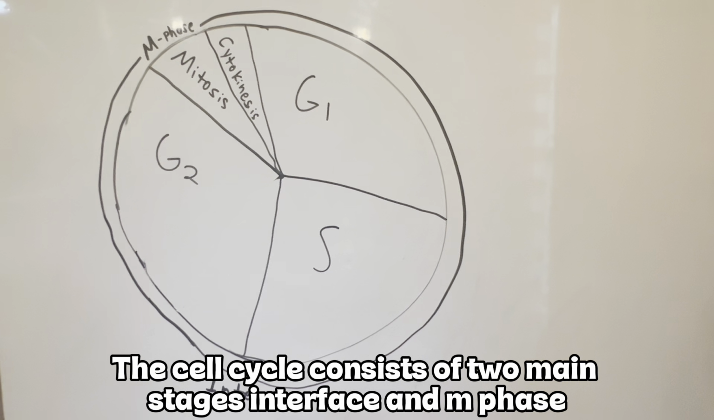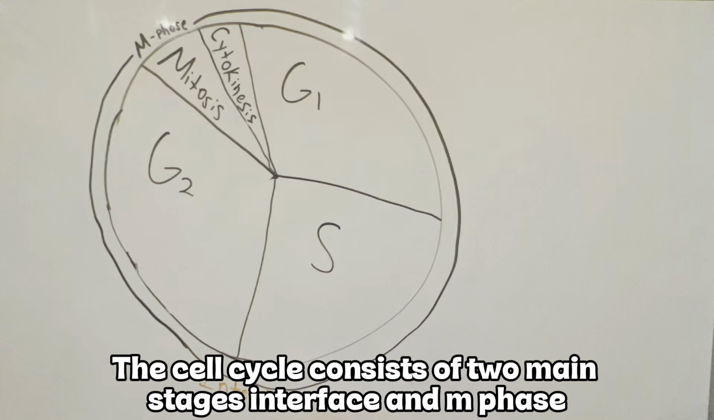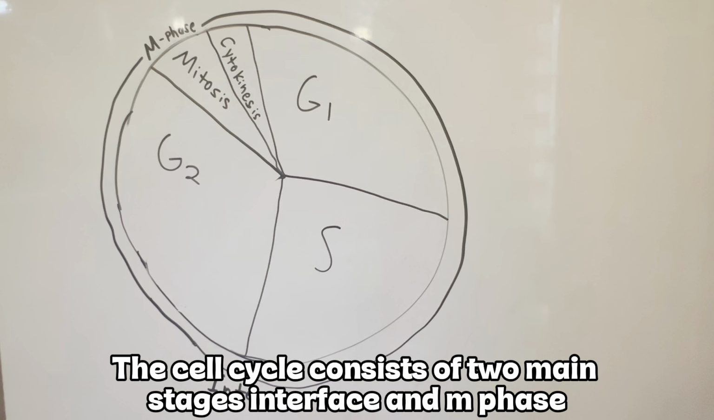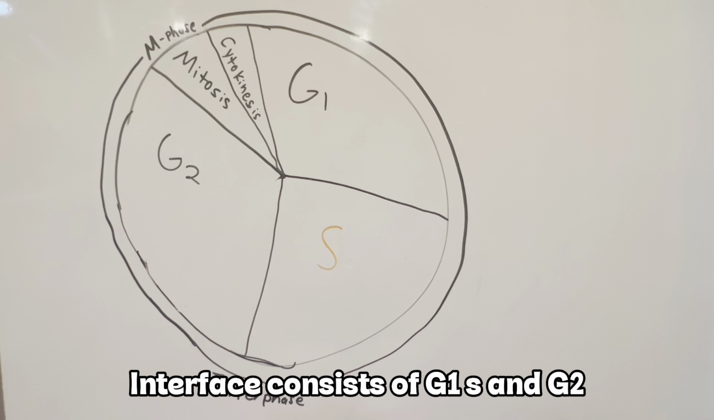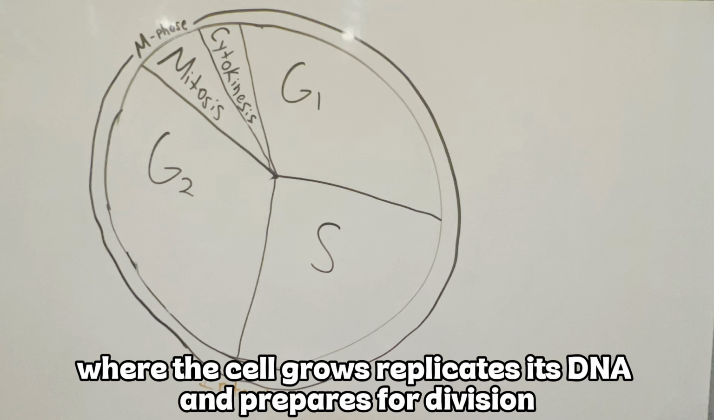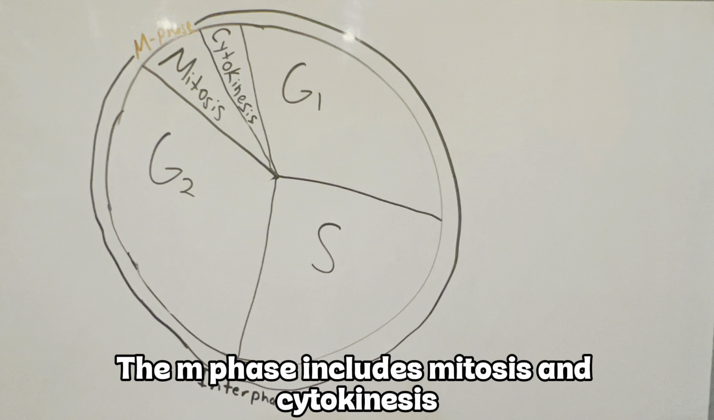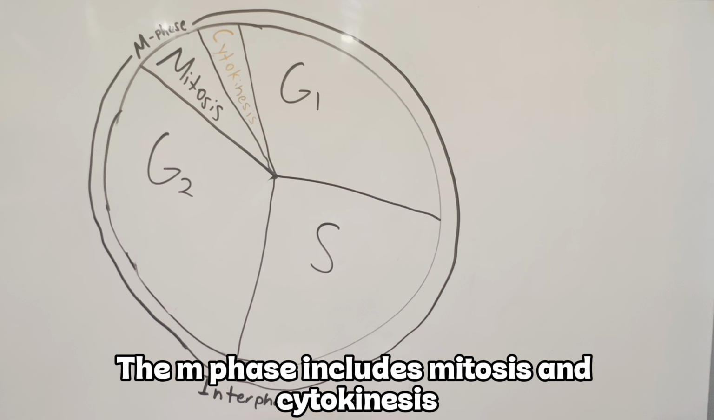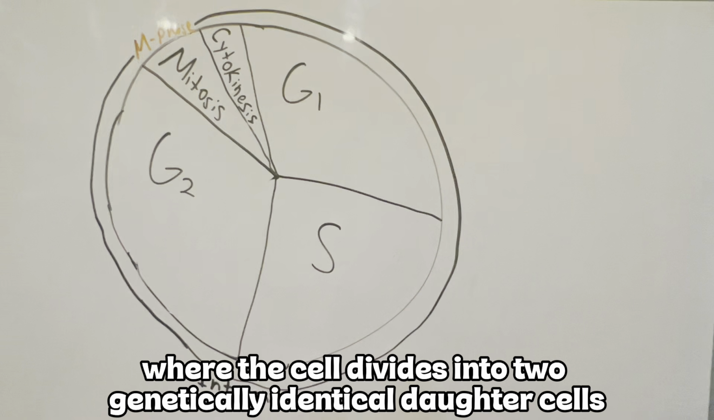The cell cycle consists of two main stages, interphase and the M phase. Interphase consists of G1, S, and G2, where the cell grows, replicates its DNA, and prepares for division. The M phase includes mitosis and cytokinesis, where the cell divides into two genetically identical daughter cells.